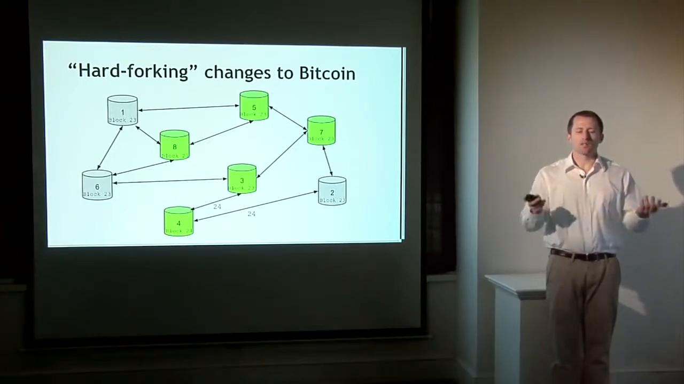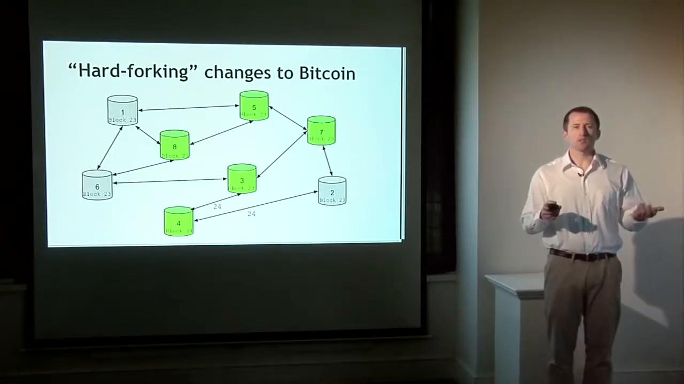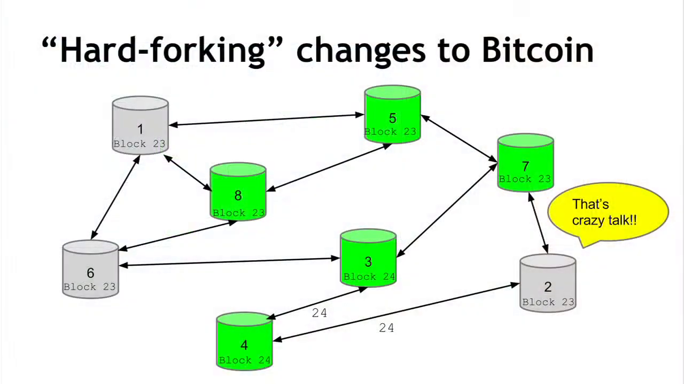So node 4 is going to send block 24 out to its neighbors, nodes 3 and 2. Node 3 is going to get it and say, great, I got that one. I'll update my version of the blockchain to have that as the newest block. Whereas node 2 is going to say, that's crazy. You have some operation code that's disabled or reserved. I have to reject this block. I don't understand it. I can't accept it.